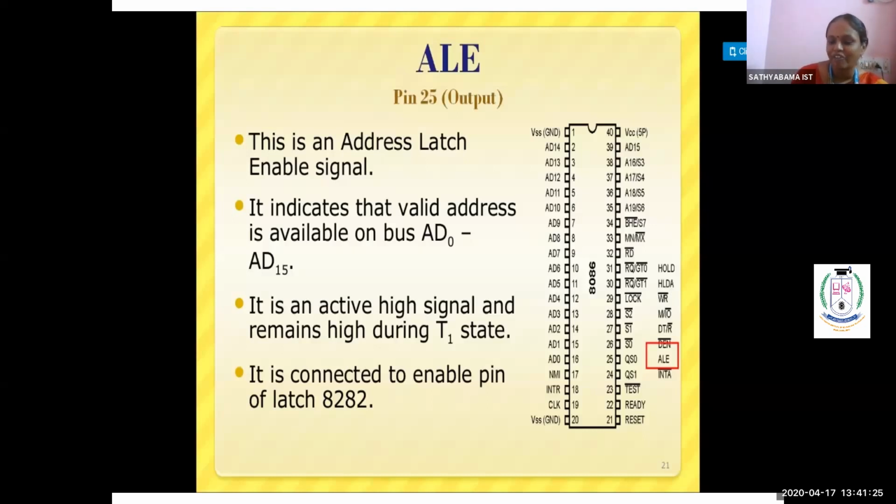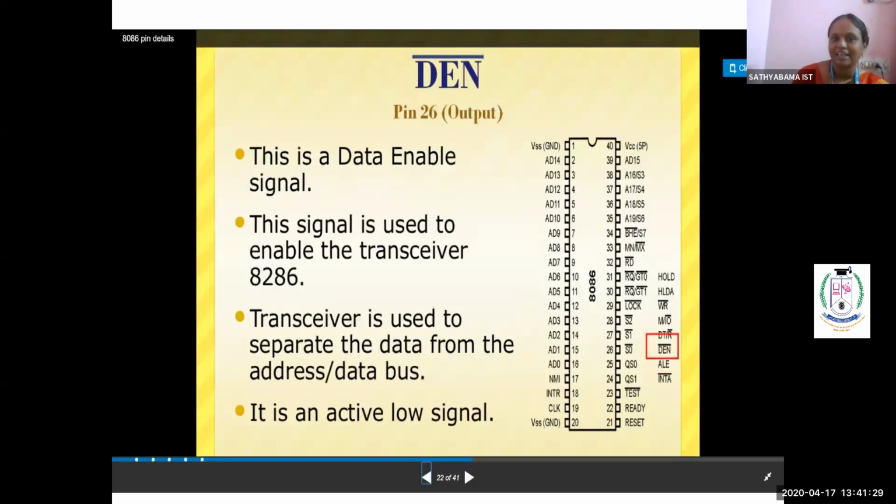Important 2 mark: ALE, what does it do? It serves the same purpose in 8085 and 8086. Then DEN bar. It is only new for you. DEN is the data enable signal. We all know that while doing a read operation or write operation, the data will always be bidirectional. So whenever I am sending my data, that will be enabled by this signal. That's why they have given DEN, data enable.